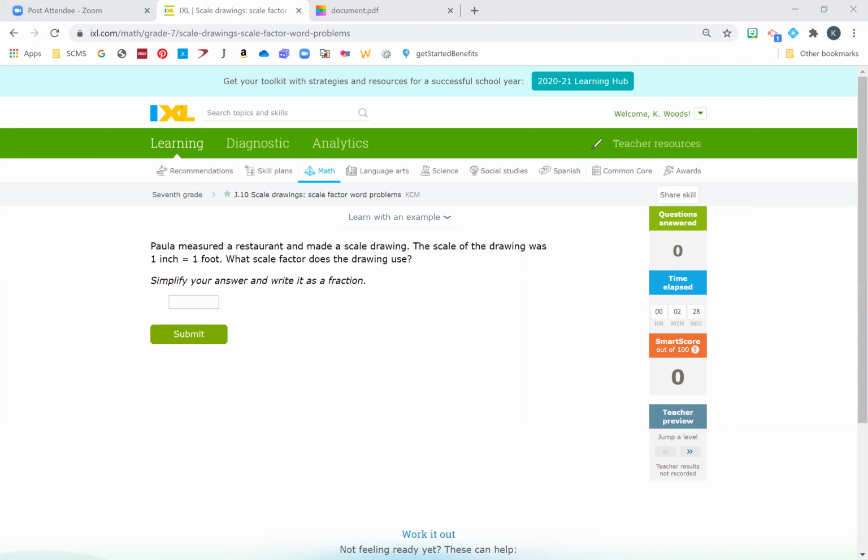Okay, so we have 1 inch over 1 foot, and Ms. Gross and I are going to tell you to always put the smaller amount on top. It would be the smaller unit, correct? Yeah, the smaller unit. Inches are smaller than feet, so we put inches on top. So we have 1 inch equals 1 foot, and you can either Google it like Ms. Gross said, or look at the document, we know that there are 12 inches in a foot.